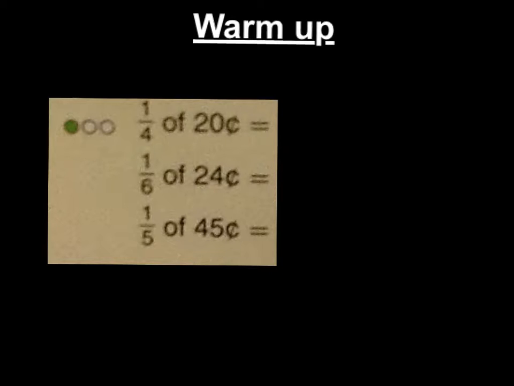Let's get started with our warm-up of some fraction of problems. Keep in mind that our denominator tells us how many equal parts we are splitting our group into. So the first one says 1/4 of 20 cents. We know that we have to split 20 cents into 4 equal groups to figure out how much is equal to 1/4. I know that 20 divided into 4 equal groups is 5, so 1/4 of 20 cents is 5 cents. Alright, go ahead and do the next two on your whiteboard.